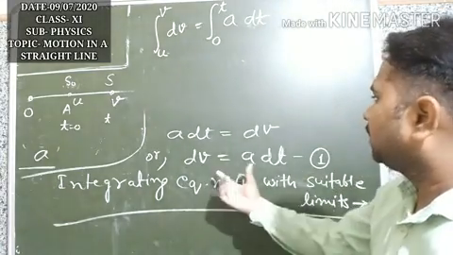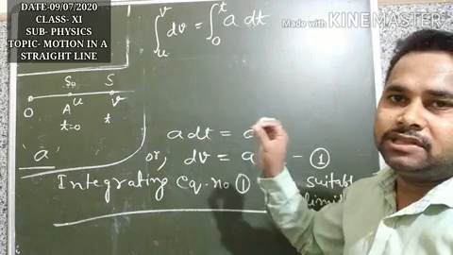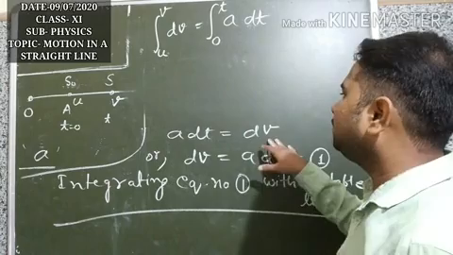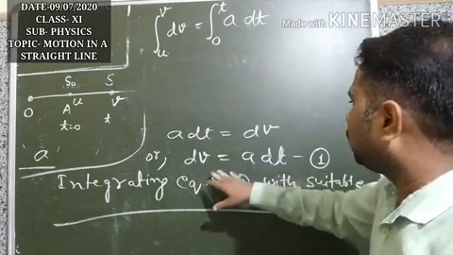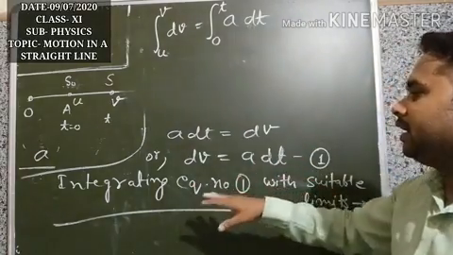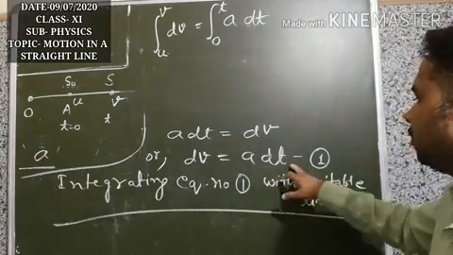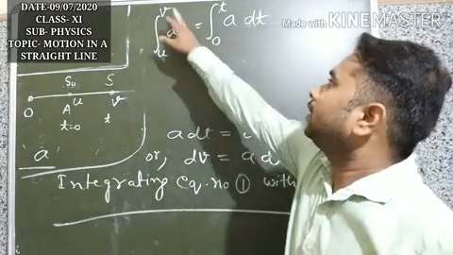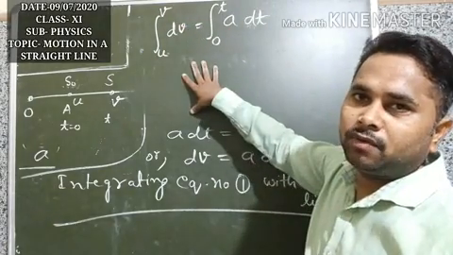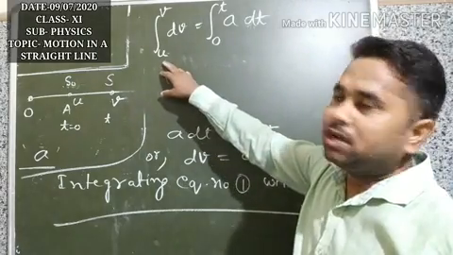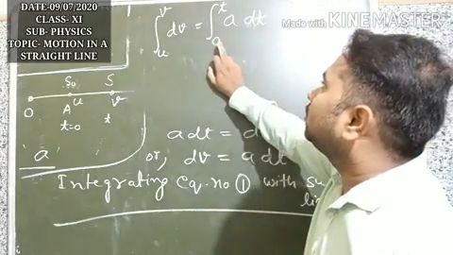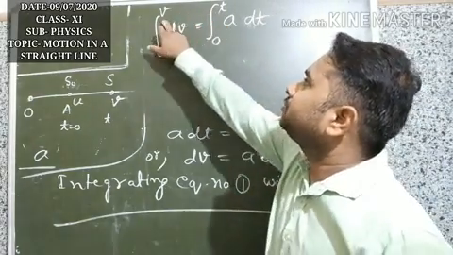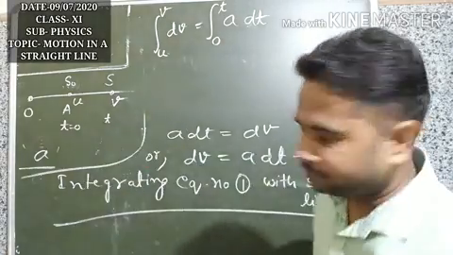See what was done. Using the definition of instantaneous acceleration, we have written a dt equals dv, or dv equals a dt. By integrating both sides of this equation with suitable limits, we get this relation. This symbol is the elongated shape of s, the integration symbol. See how the limits are marked. When time is 0, velocity is u. When time t, velocity v. See the diagram here.